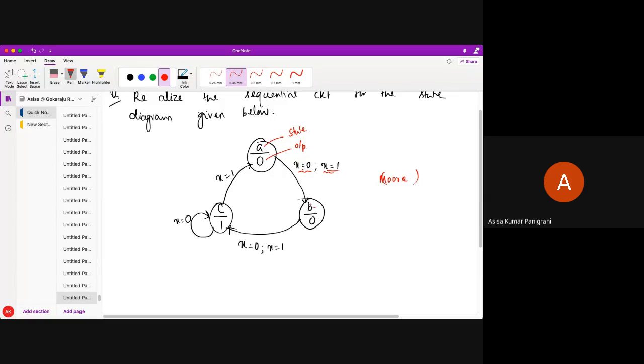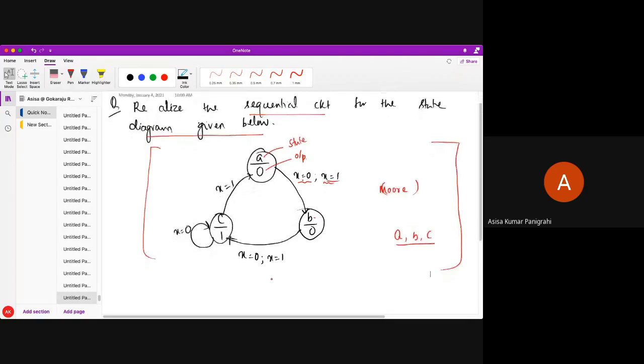For state B output is 0, for state C output is 1. So here you can see how many states are there. Mainly A, B, C, 3 states are there. Okay, so we're going to start. We are going to realize the sequential circuit for the given state diagram. It has been given to you like this, and this is obviously a Moore model state diagram. From this we are going to design our sequential circuit.